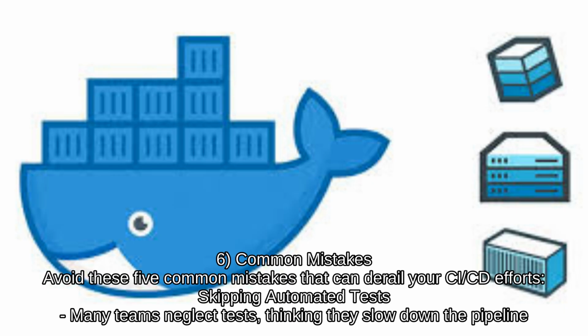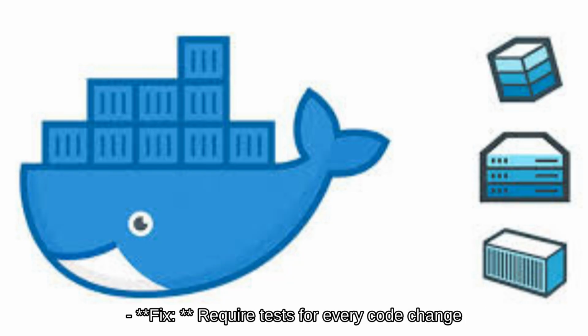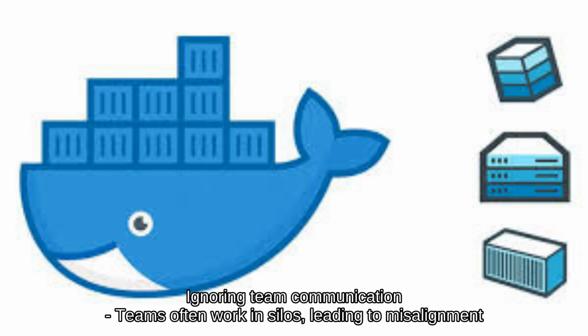Common mistakes. Avoid these 5 common mistakes that can derail your CI/CD efforts. Skipping automated tests. Many teams neglect tests, thinking they slow down the pipeline. Fix: require tests for every code change. Aim for at least 80% coverage.